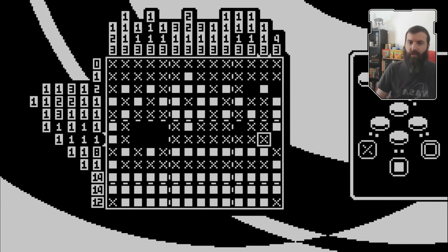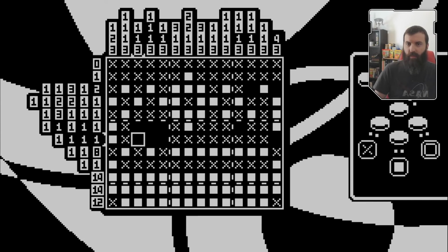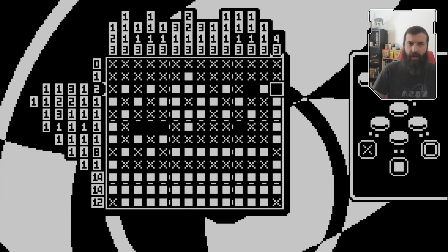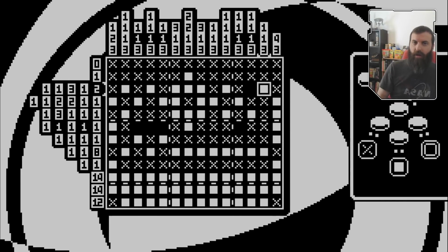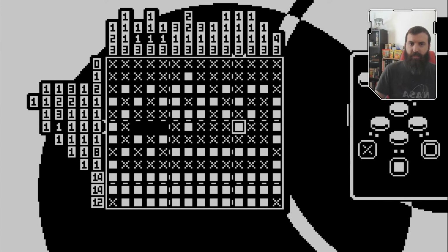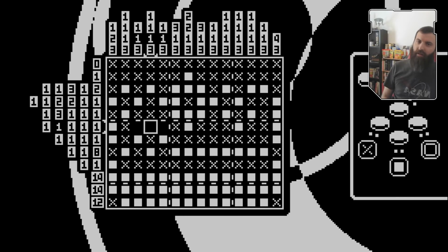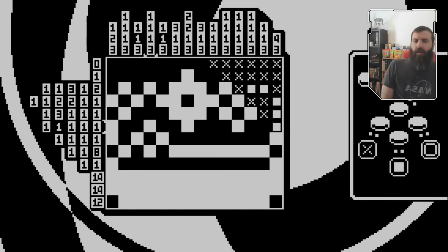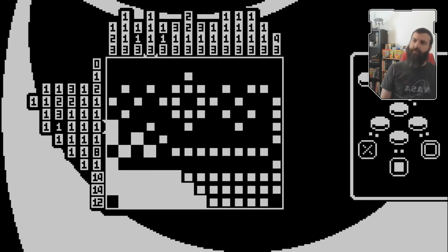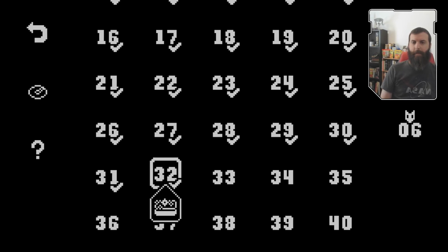We need 3 1s, and there's only enough space for 3 1s like this, which now gives us our vertical 4, means our horizontal 2 has to go there, means that this pixel has to be filled in, and one of these pixels has to be filled in, and it has to be this one. Woo! We got a flower pot. I think that's what that is. Yeah, nice.